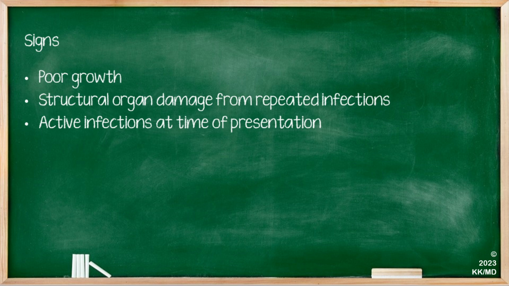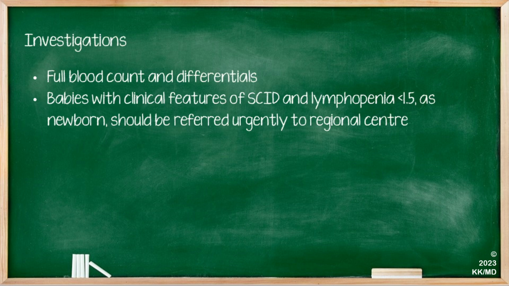The signs of this are associated with poor growth, structural organ damage from repeated infections, as well as active infections at the time of presentation. The investigations that are appropriate would be surrounding trying to find out whether there is an active infection or not. These will include full blood count with differentials as well as blood cultures.